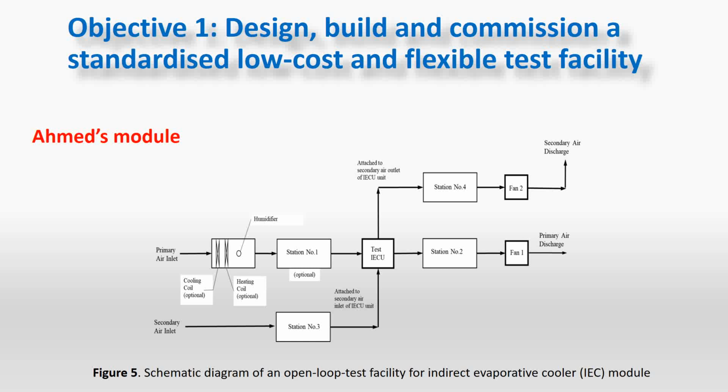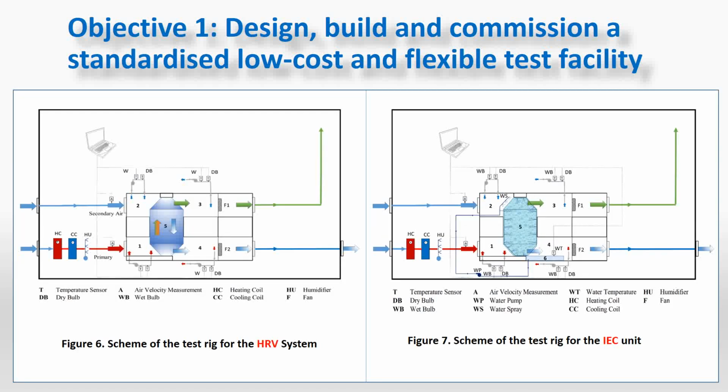So we end up with 2 schematic test rigs, one for the HRV system and the other one for the indirect cooler. The only difference is going to be the presence of the water cycle in the case of the indirect cooler. So what we have is we treated the outside air to take it to a certain temperature. The secondary air is going to be the room temperature, which in summertime is about 22 to 24 degrees at the UTS. So we consider this one is the return air and this one is the outlet air.